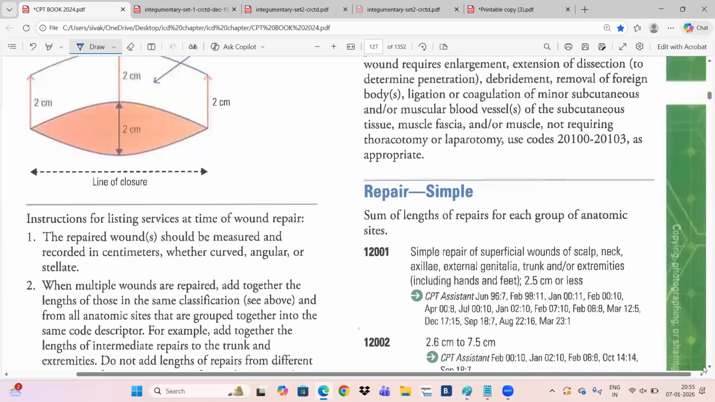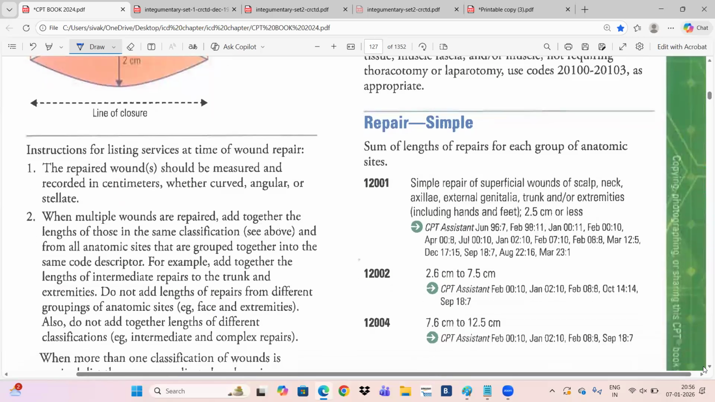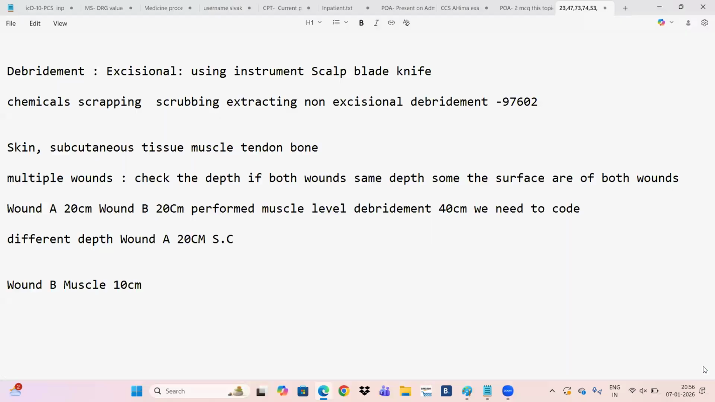Next concept. So, whenever we are coding the lacerations, any doubt?